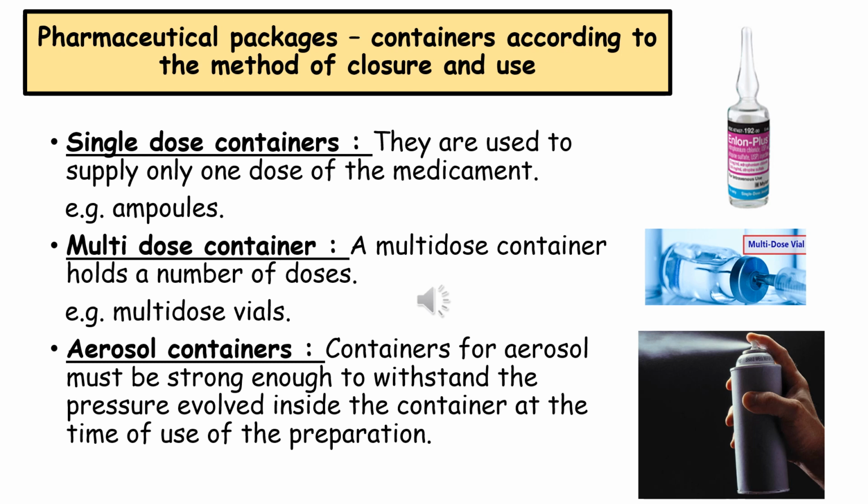Single dose containers. Single dose containers hold the product that are intended for its single use. The example of single dose container is glass ampoule. Then the multi-dose container is a packing which holds number of doses. Like for example, multiple doses vial or glass or plastic tablet bottles.